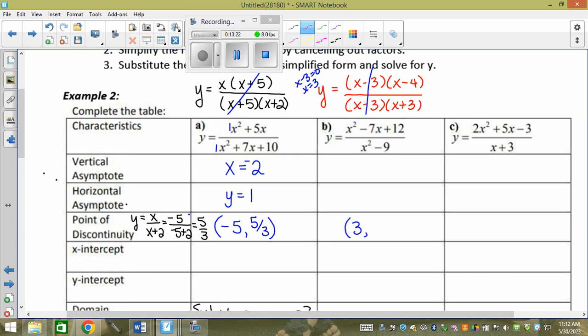We need to find the y value. How we find the y is we always plug it back into the simplified. If you plug it back into the original or that version you have, you're going to get 0 over 0 every time. Okay? So you have to plug it back into the simplified. So I'm going to get y equals 3 minus 4 over 3 plus 3. So it equals negative 1 over 6. So that's going to be the y of my point of discontinuity.